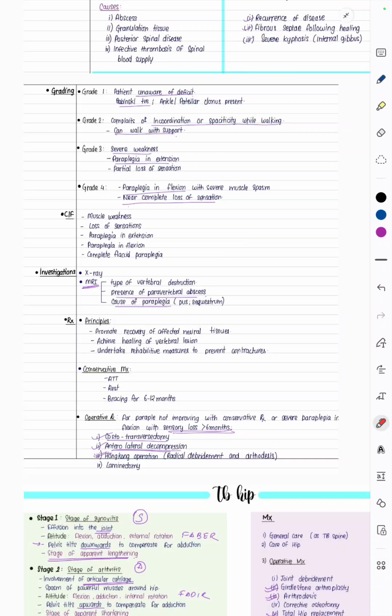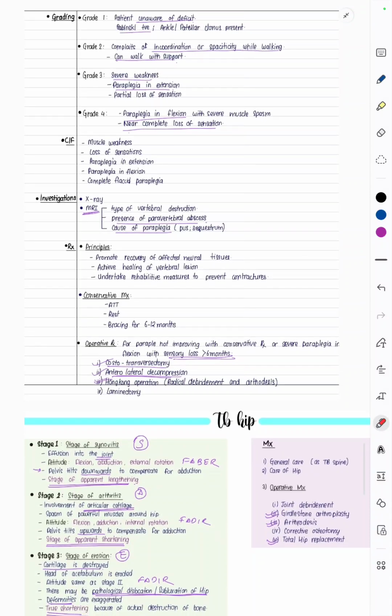Clinical features are muscle weakness, loss of sensation, paraplegia in extension, in flexion, and complete loss of sensation. Then investigation, X-ray can be done for kyphus or gibbus. Then for MRI, we can know the type of vertebral destruction as well as extent of it and cause of paraplegia. And management objectives are to promote the recovery of the affected tissues and achieve the healing of the vertebral lesion.